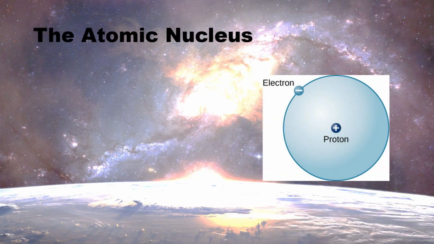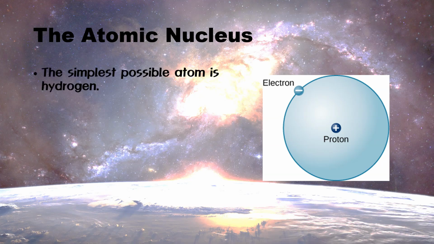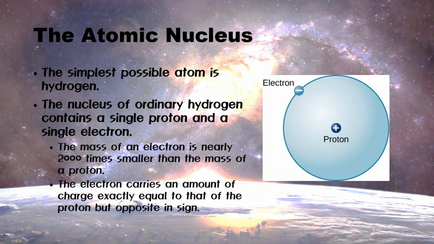So let's examine a little bit further. With that nucleus, the simplest possible atom we can have is hydrogen. The nucleus of ordinary hydrogen contains a single proton, with a single electron moving around it, as we can see in this diagram. The mass of an electron is nearly 2,000 times smaller than the mass of the proton, so that means electrons are very, very small. Even though it's so small, the electron carries an amount of charge exactly equal to that of a proton, but opposite in sign.